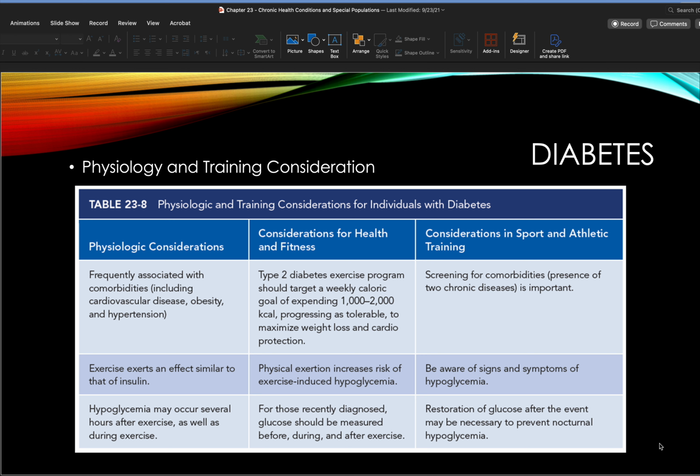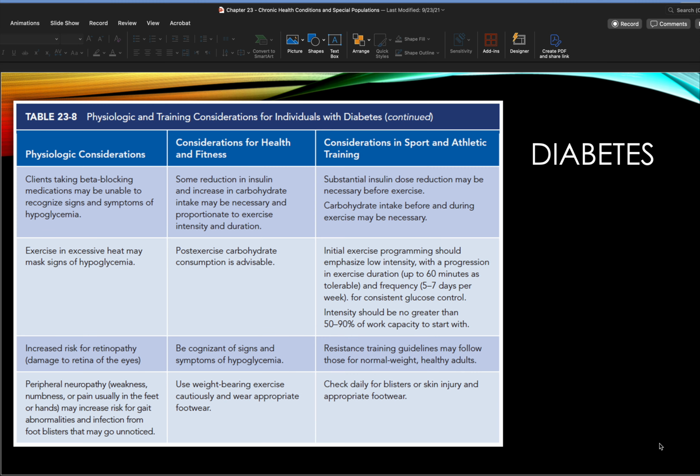Hypoglycemia can happen because you have to remember insulin wasn't doing its job. So now with exercise, individuals can go hypoglycemic, so you have to be paying attention to those blood glucose levels, but not eating improperly because blood glucose is messed up. Beta blocker medications can have issues. Hypoglycemia with excessive heat can be a problem.